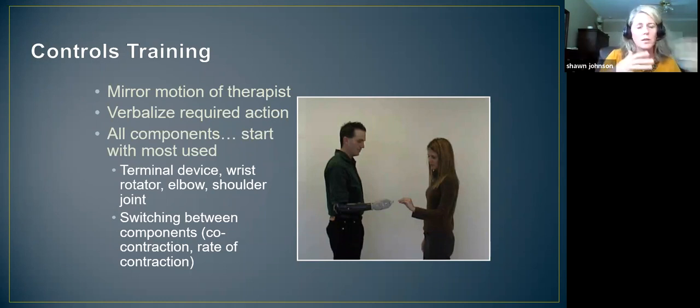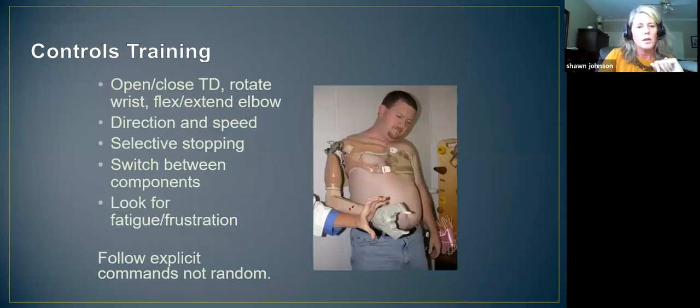If it's a myoelectric or a body powered, how are they going to switch between their elbow and a terminal device if they're above elbow? So we will work on open and close of the terminal device, rotate the wrist, extend the elbow. We're working on direction. We're working on speed. We're working on stopping at a selected point. We're working on switching between components. During this process, we're looking for fatigue and frustration. We want to make sure that they're following the commands and that it's just not randomly opening or rotating when they didn't really want it to.